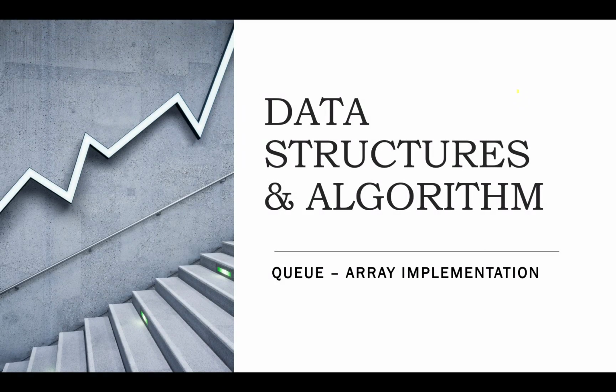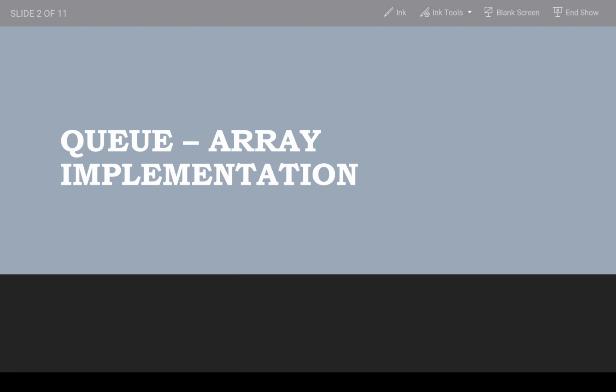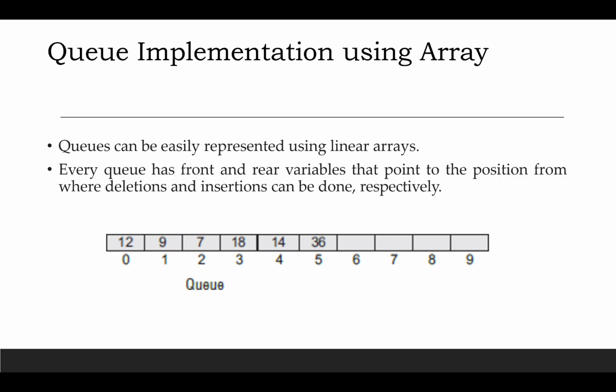In this video, we are going to see about the queue array implementation. There are two methods for implementation. One is by using the array concept and another one is by linked list. In this video, we are going to see the implementation by using the array concept. A queue can be easily represented by using a linear array.